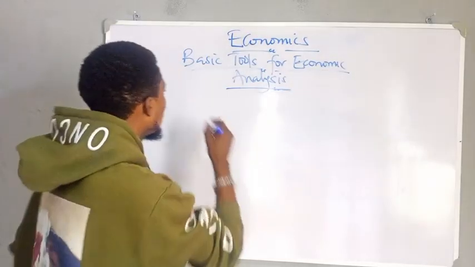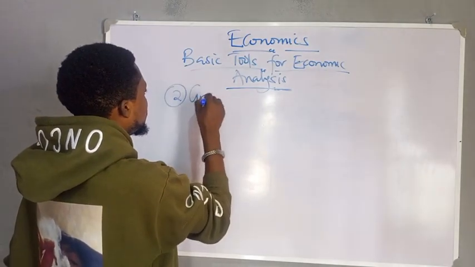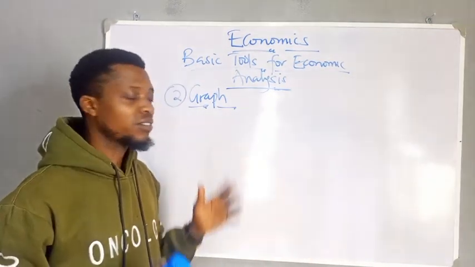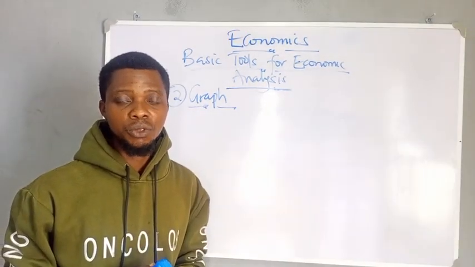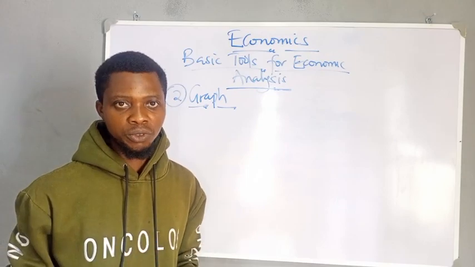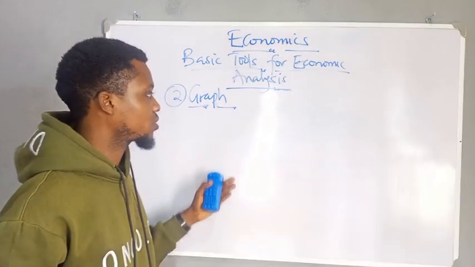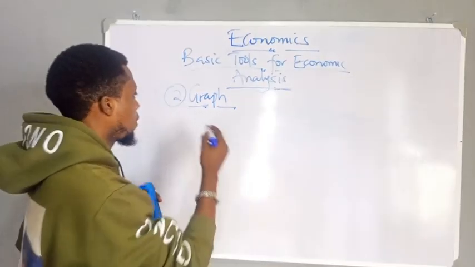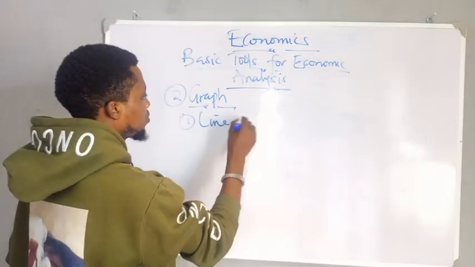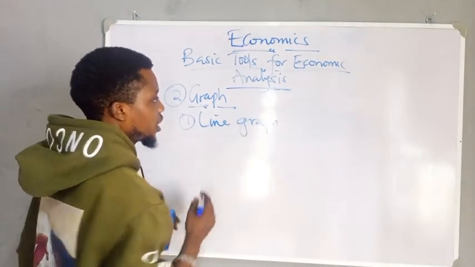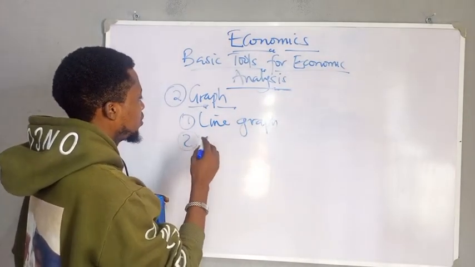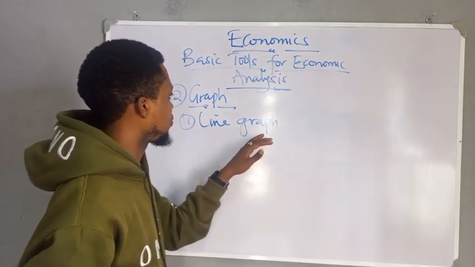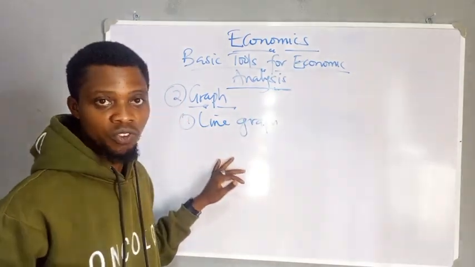Now, secondly, we're going to look at graphs. What are graphs? Graphs are diagrams showing relationship between two or more variables. Now there are various types of graph under these economic tools. Number one of it, we have the line graph. Let's look into line graph first before we move over to other types of graph.